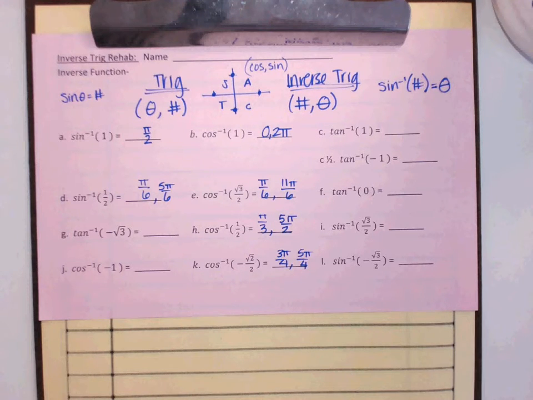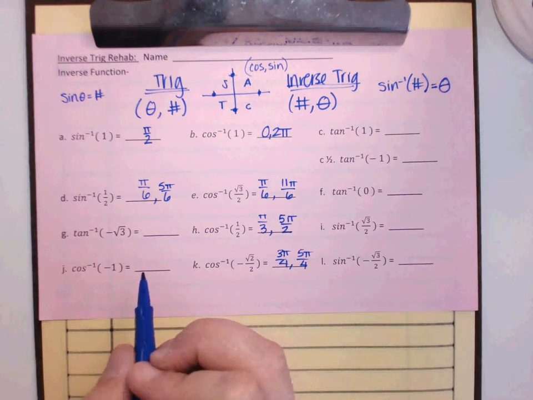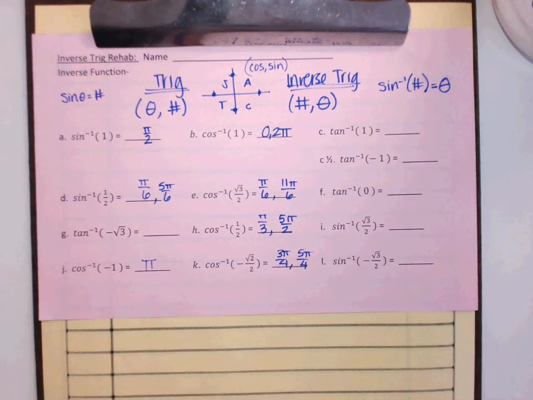Okay, when is cosine negative 1? What angle? Pi, right? When is cosine going to be 1? At 0. But I don't want 1, I want negative 1. So instead of being here, I have to be here at pi.